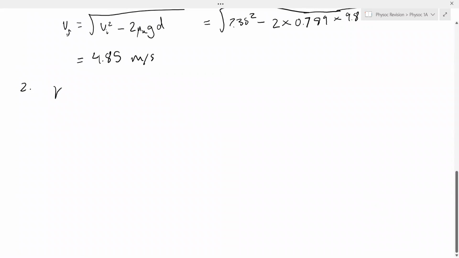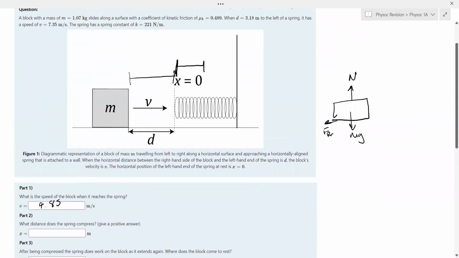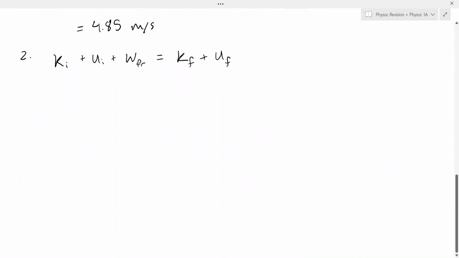This time it's going to be our initial kinetic energy. This is at the start of the spring, not the start of the entire process, plus the initial potential energy due to the spring, plus the work done from friction, is equal to the final kinetic energy plus the final potential energy. We want to figure out how far the spring goes, and that's going to be the point where the block stops moving, because once it's stopped, it's not going to push the spring in anymore, and there's not going to be any other forces that are causing the spring to compress.